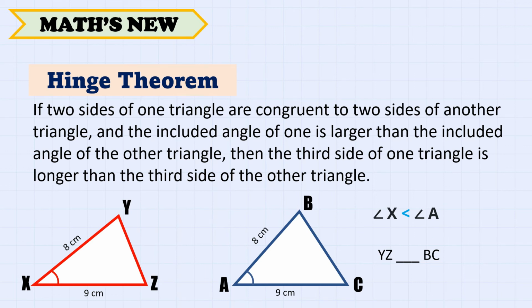The second statement says the included angle of one is larger than the included angle of the other triangle. Here, angle X and angle A are the included angles, and angle X is less than the measure of angle A. Then the third side of one triangle is longer than the third side of the other. The third side of the first triangle is YZ, and in the other triangle the third side is BC. Using the Hinge Theorem, we can determine that YZ is less than BC because angle X is less than angle A. So that is the Hinge Theorem.